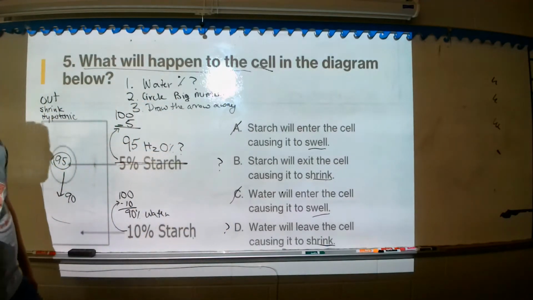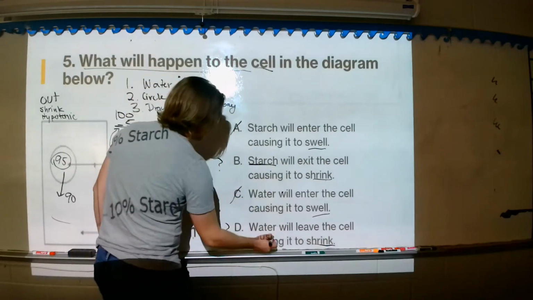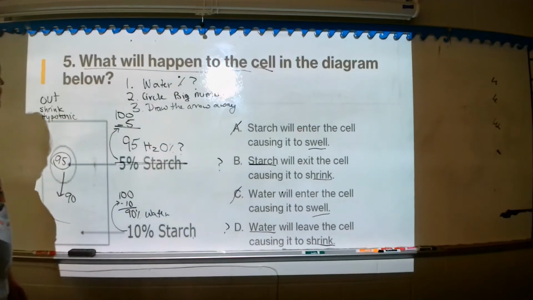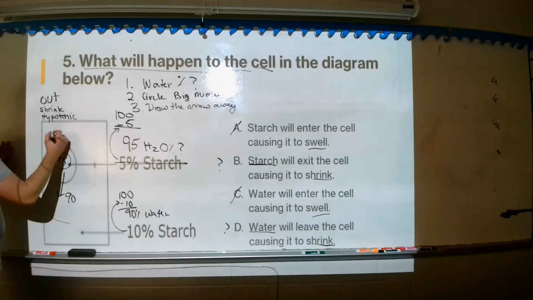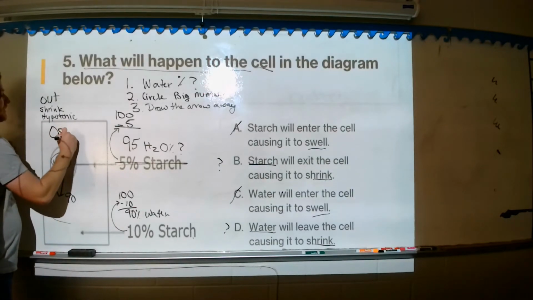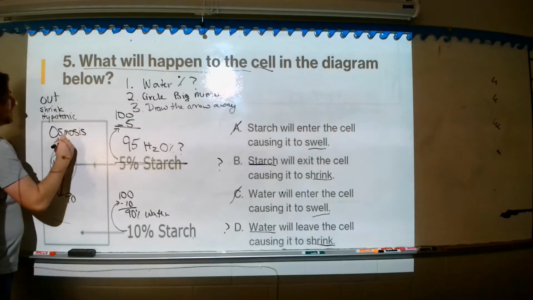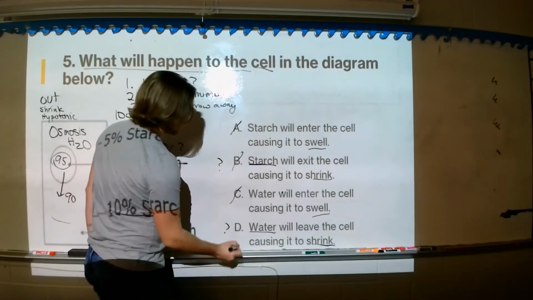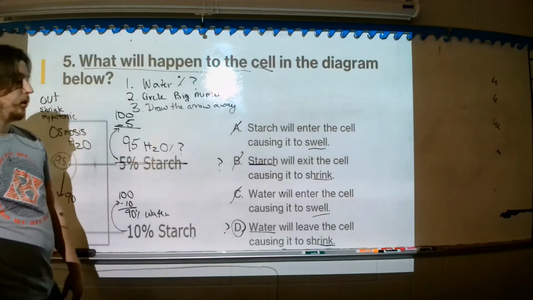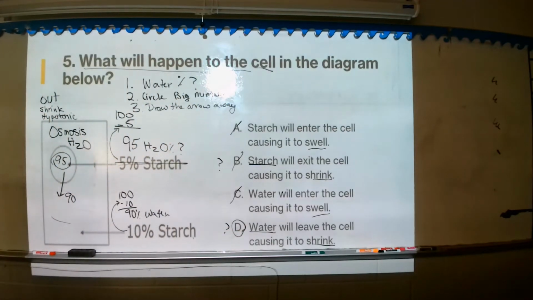My biggest difference is that this one says starch and this one says water. Well, I know that when we are looking at a cell inside of water, that we are looking at the process of osmosis. And we know that osmosis is the movement of water. So I can go ahead, get rid of my starch, come down here and circle D. Water will leave the cell, causing it to shrink.